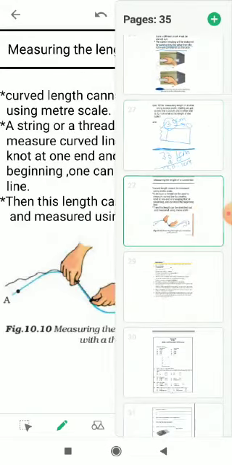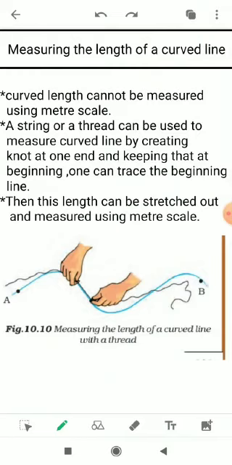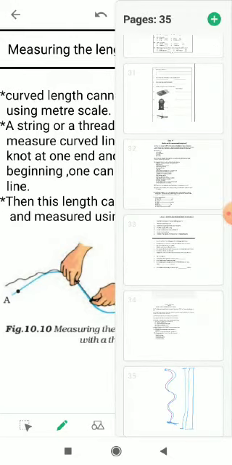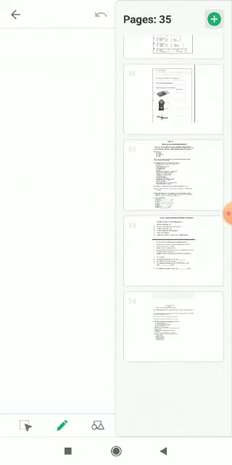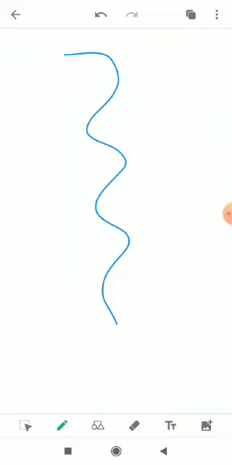So now this is the last topic of this chapter, measurement of a curved line. As in this picture you can see, suppose you have an object which is in a curved line, not in a straight path. So how will we measure the length of this curved line?